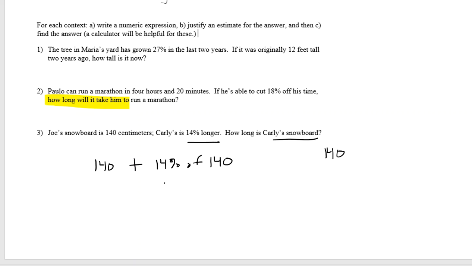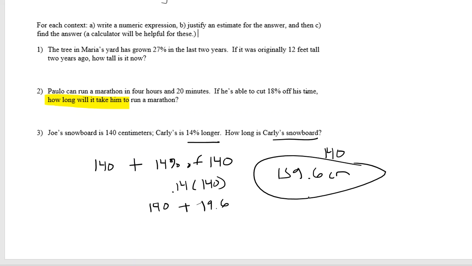Okay. So 14% of 140, we would first change this to 0.14 times 140, and that gives us 19.6, and then we would add that to the 140, so 140 plus 19.6 is 159.6, and that is centimeters. Okay, so that's one way we could do it.